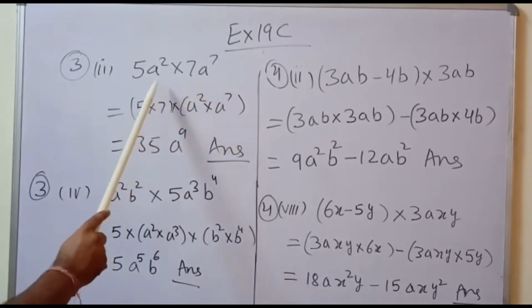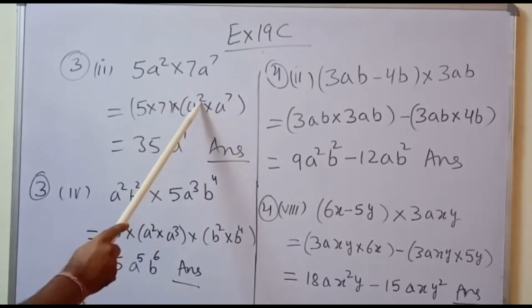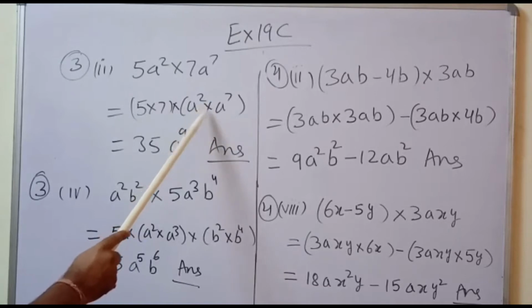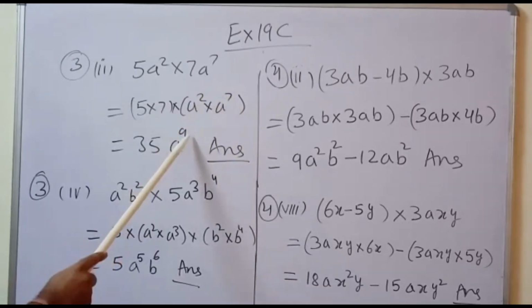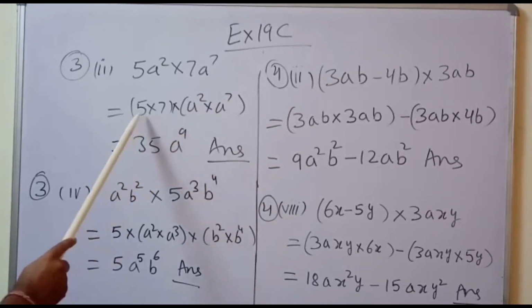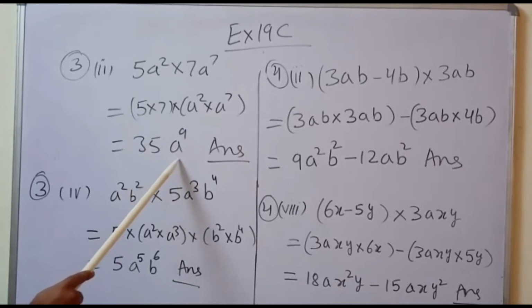Whenever we have a variable, we will write it in a bracket. So the powers of the variable, 2 and 7, both will add together. 7 plus 2, 9, so a to the power 9, and 5 into 7, that is 35. So the first answer is 35a to the power 9.